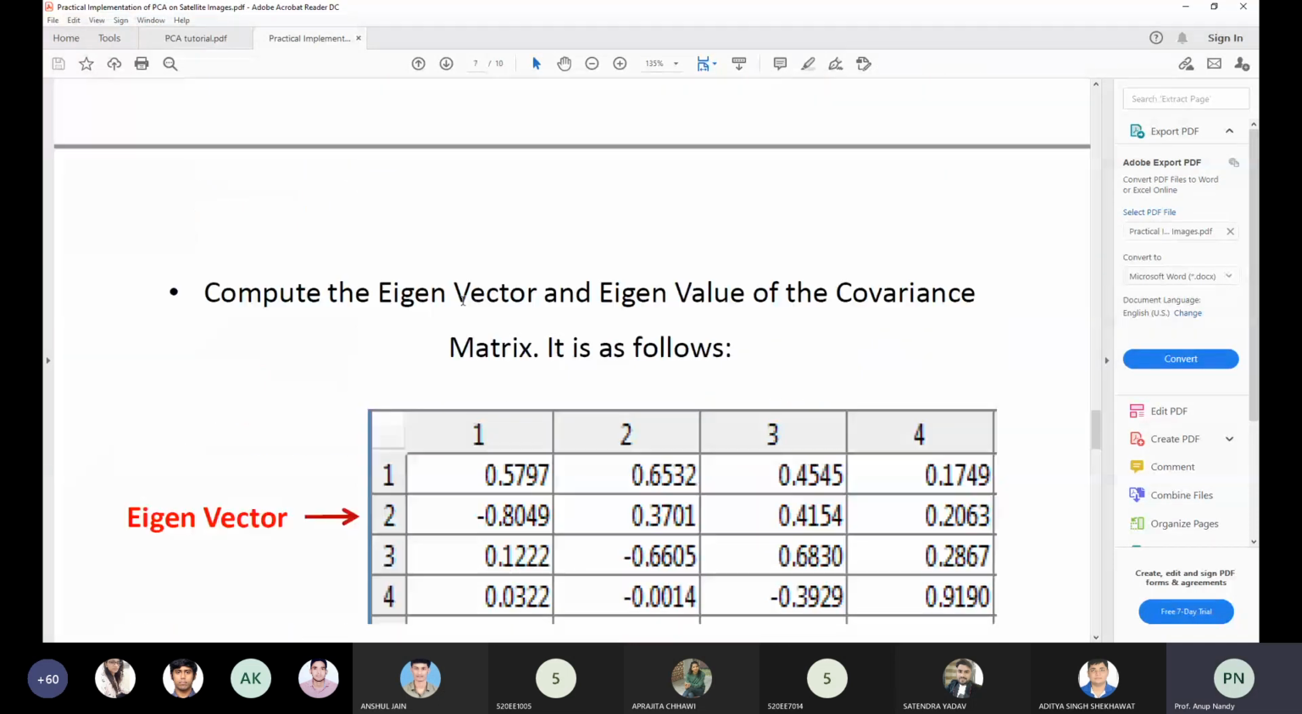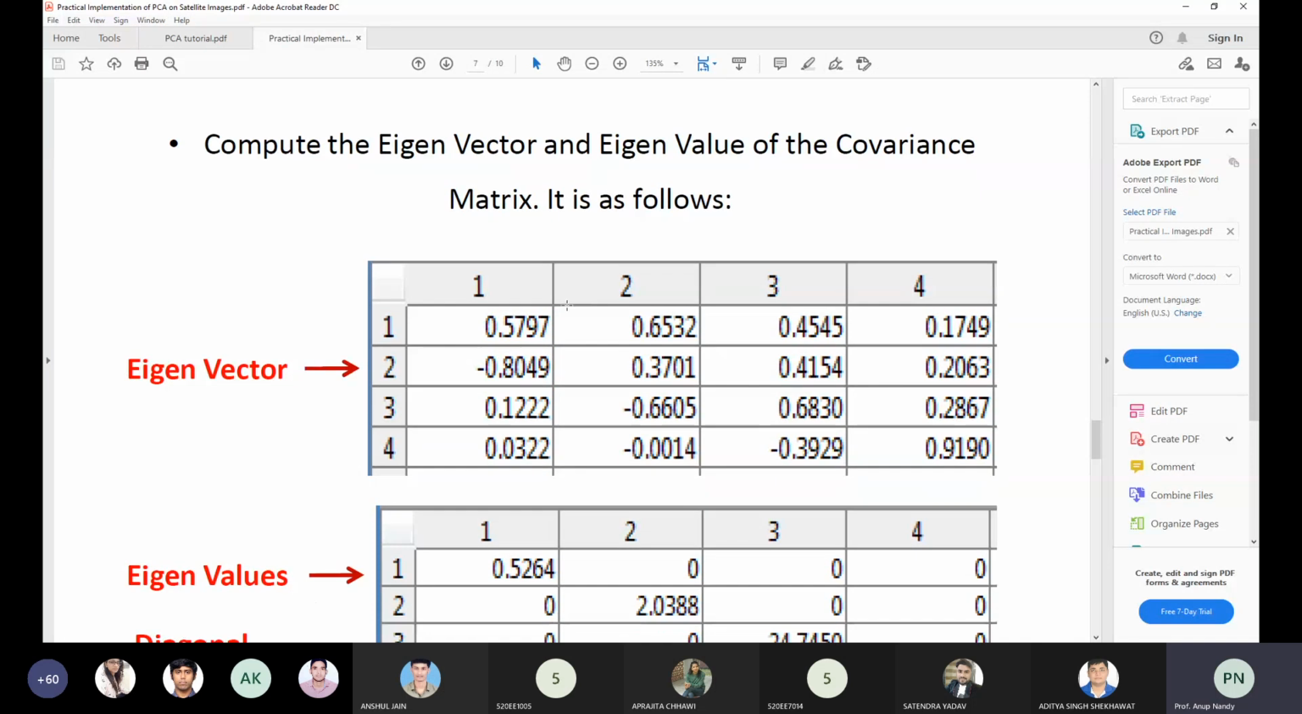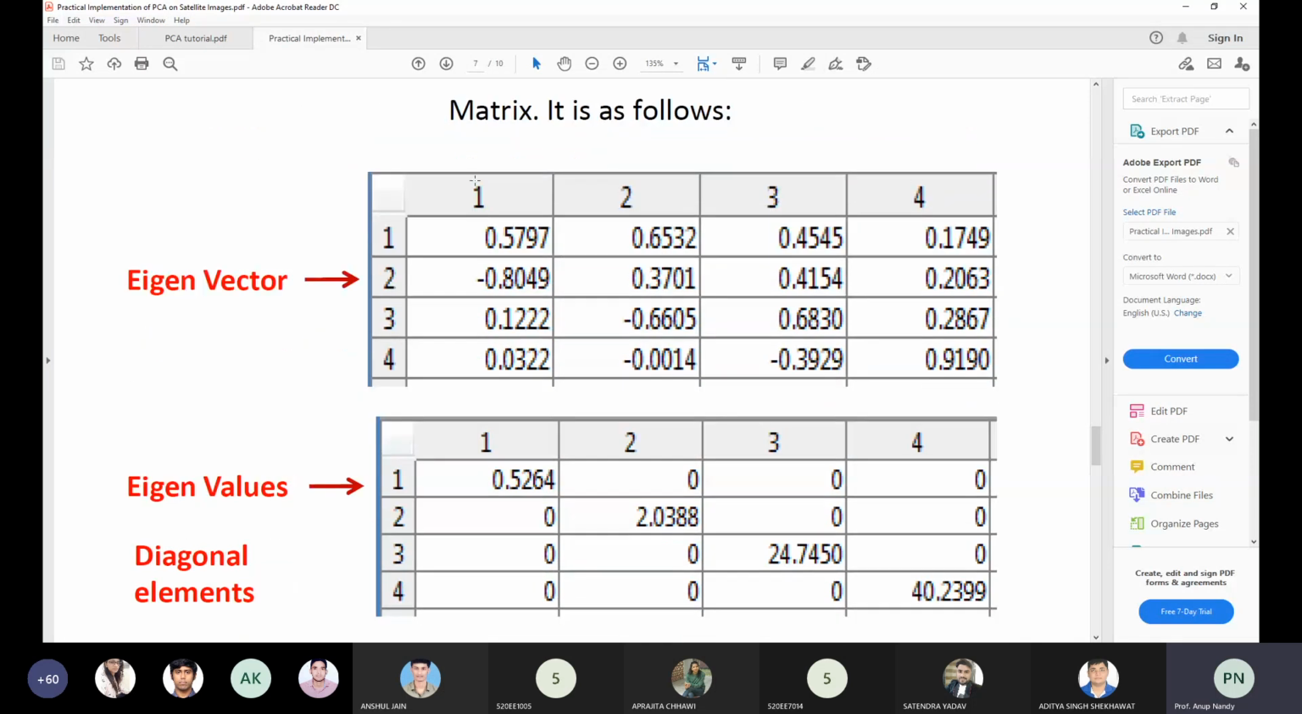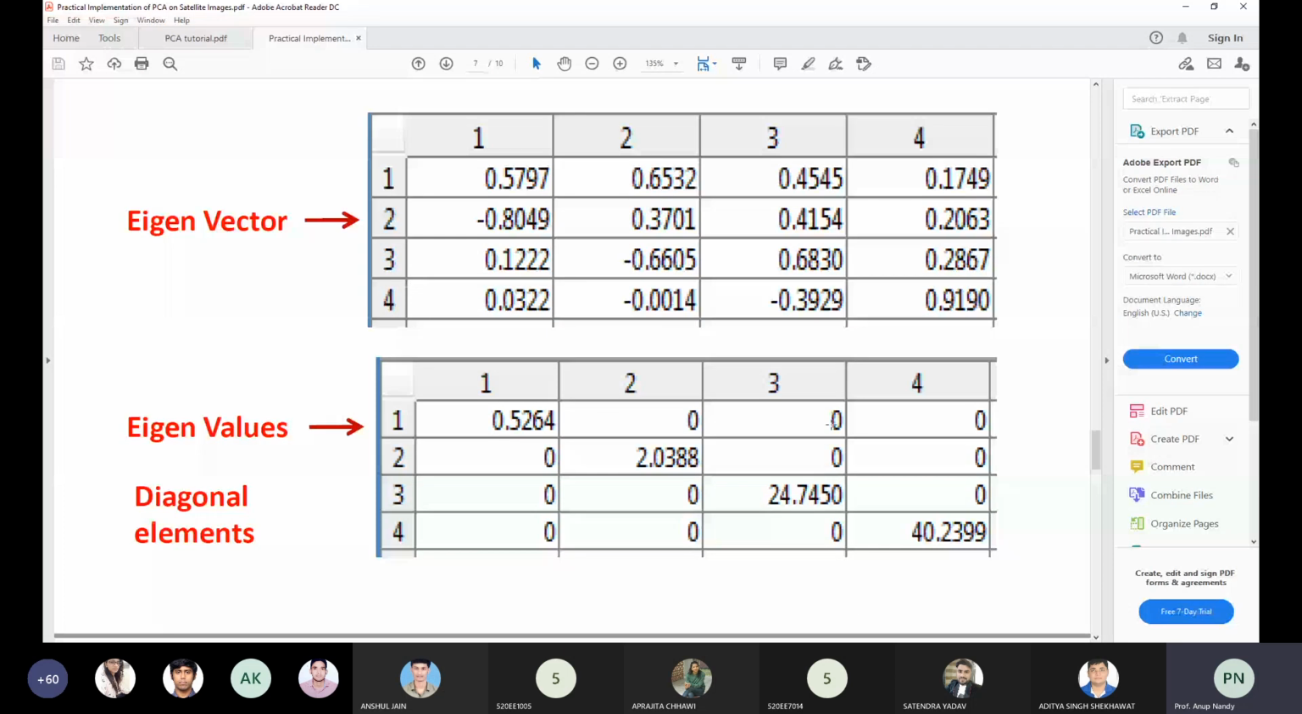Next, you have to compute the eigenvector and eigenvalues of the covariance matrix. If you apply it, the eigenvector will be 4 cross 4, and you will get this type of eigenvalues. I implemented it in MATLAB long days back, so the images look this way, but you will get exactly the same values.